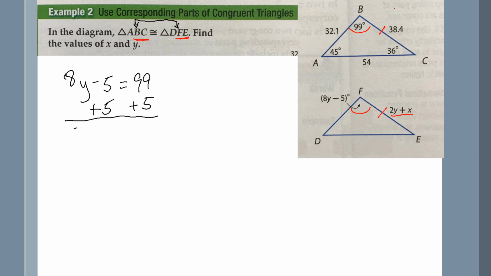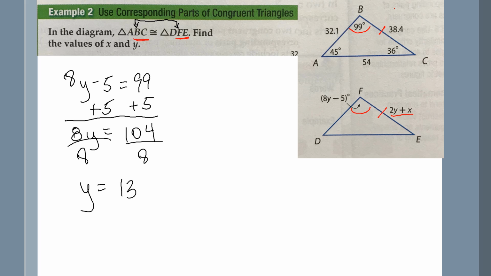And I've got 8y is equal to 99 plus 5, which is 104. So now we just use our handy dandy calculator and we divide each side by 8. And y is equal to 104 divided by 8, and that comes out to 13. So y is equal to 13.